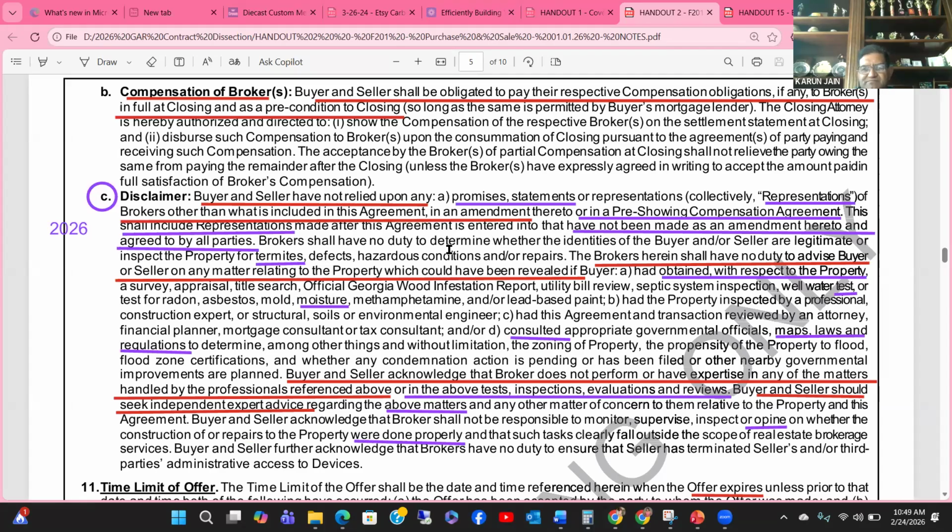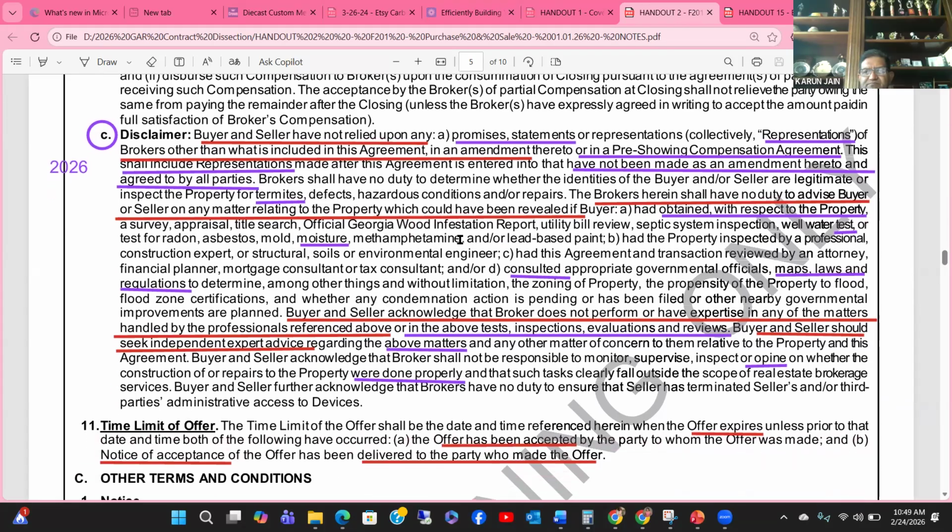And it says and amendments. I, as a broker, and you, as my affiliated licensee, have no duty to determine even the identities. There's so much identity fraud right now. We don't have the duty to determine the identities or the legitimacy in this whole laundry list of items. I don't have a duty to inspect for termites, hazardous conditions, check on repairs, no duty to advise you on any matters relating to the property which could have been revealed with inspections: septic tank, water tests, moisture, meth lab, lead-based paint. If something is important to you, buyer, with respect to the property, construction, soil, zoning, you have the duty to consult an expert in that area.